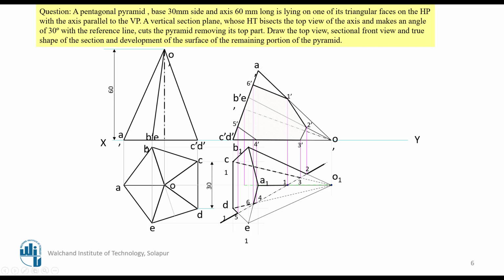This is a portion you are going to remove. That condition they have given in the problem. Even though they are not given, you are going to remove that particular part only. That is given as: lying on triangular faces on the HP with the axis parallel to the VP, a vertical section plane whose HT bisects the axis top view of the axis and makes an angle of 30 degree with the reference line, cuts the pyramid removing the top part. There is no need to write it; even then you are going to remove this top part only.